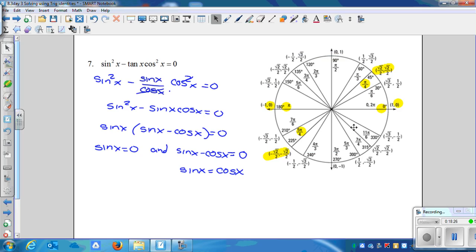There we go. And you can see a couple of things happen here. The sine of 0 is occurring at 0 and pi. But then in quadrant 1 and quadrant 3, we have identical sine and cosine values. So our solutions here, we've got x equals 0 and pi for this one. And the second one, we've got pi over 4 and 5 pi over 4. So if we write those in order, we've got 0, pi over 4, pi, and 5 pi over 4.